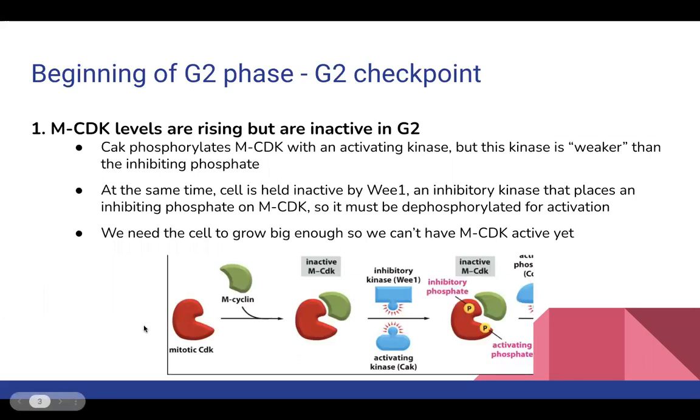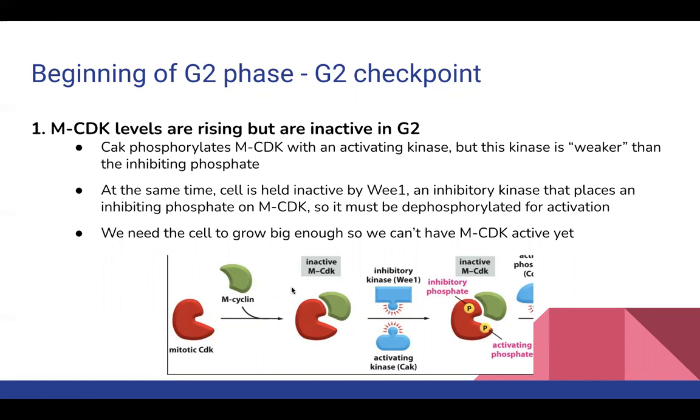So we have the beginning of the G2 phase, which is going to be with the G2 checkpoint. So MCDK levels are rising, but they're still currently inactive in G2. So like I said, to enter M phase, we need to get to the point to be able to activate them to go through. So right now we have CAK, and that has phosphorylated MCDK with the activating kinase, so we have CDK and cyclin all together. CAK's down here, and it has that activating phosphate that it's put on. But this one is weaker than the inhibiting phosphate.